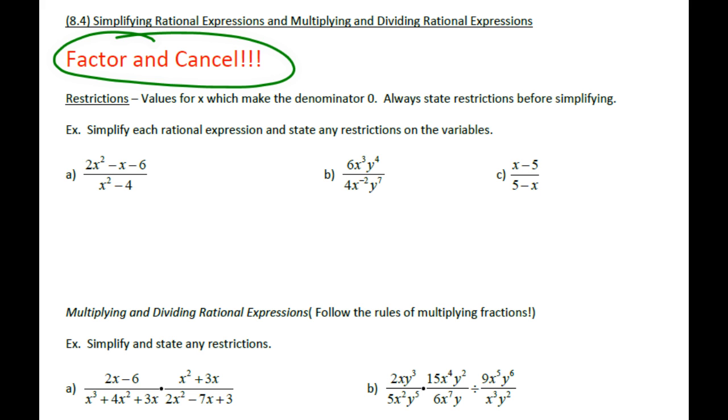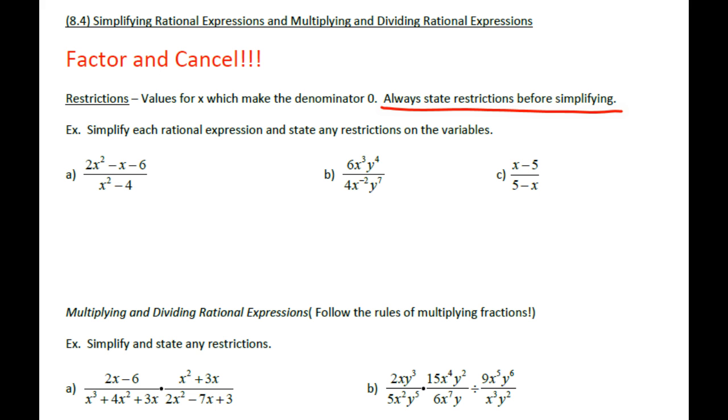All right? The first thing we want to take a look at is something we've been talking about for a while now, and that's the idea of when you have a variable such as x in the denominator, don't forget that you have to worry about restrictions. You can't choose values for your variable that make your denominator 0. Remember, we talked about this also before. You always want to state your restrictions before you simplify. All right, so let's go through this. Take a look at a couple of examples here.